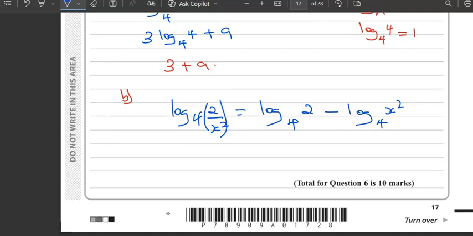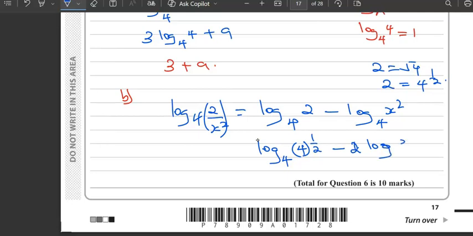Now, the number 2 itself, how do we get the number 2? Remember, 2 is just the same as the square root of 4. And when it comes to powers, we can say that 2 is just the same as 4 raised to power a half. So that means we can write this one as log of 4 power half to base 4 minus 2 log of x to base 4.